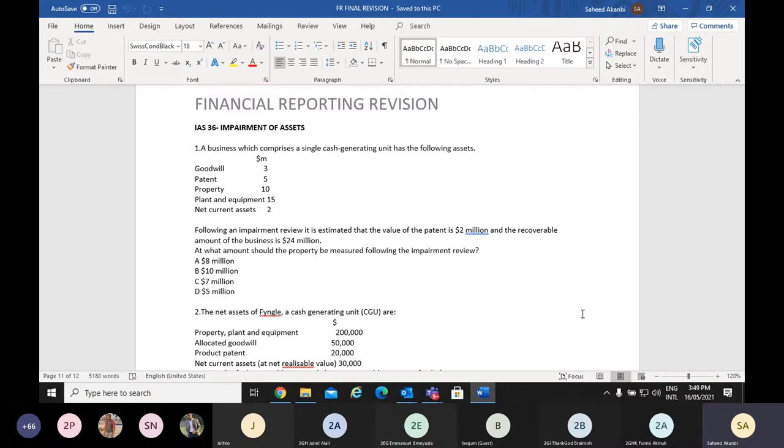After doing that, 100% should be allocated to goodwill. After doing that, the remaining figure, after doing number one and number two, should be allocated to the assets that are remaining on pro rata basis, excluding current assets. Excluding current assets. I don't know whether you have a question for me or I can proceed.